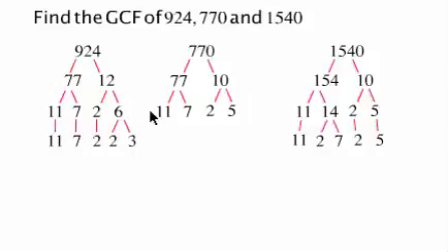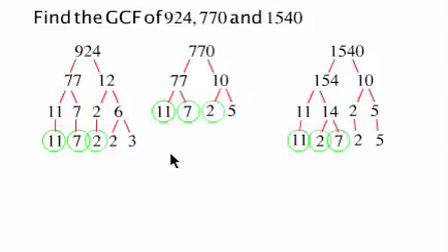Now notice that we have an 11 common in each prime factor tree, so I'm going to circle the 11. Then for the 7s, we have 3 7s common. And then for the 2s, we have a 2 here, we have a 2 here, we have a 2 here, and that's it.